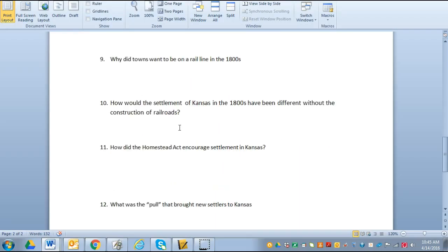Why would a town want to be on the rail line? What was in it for that town? Because more things would go there. More businesses would be attracted to your town. You could send your product out. If you're a business owner, man, you would want that. It was quicker to ship something by rail line than by stagecoach.